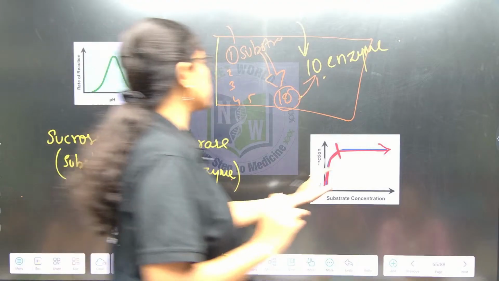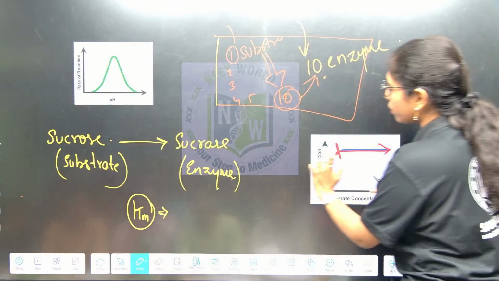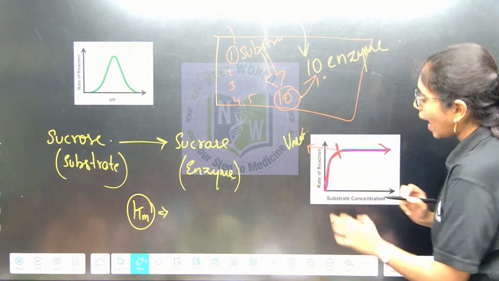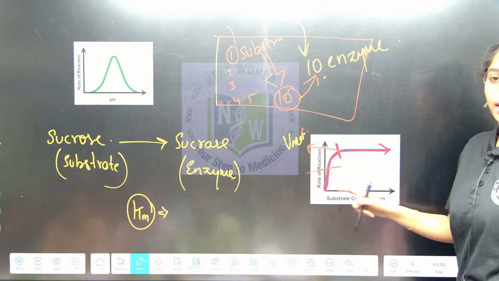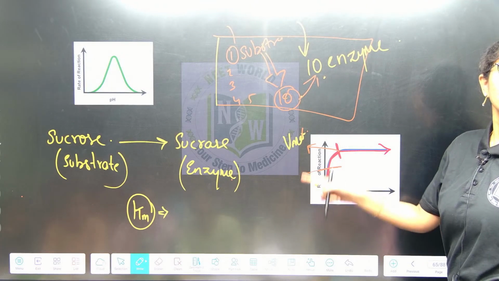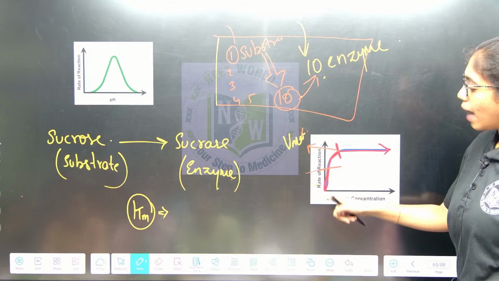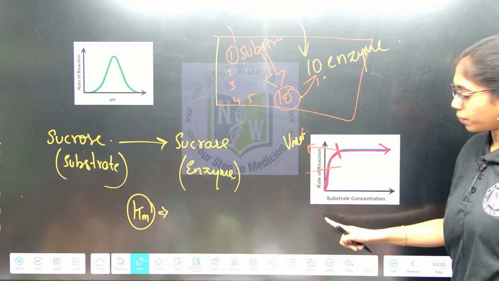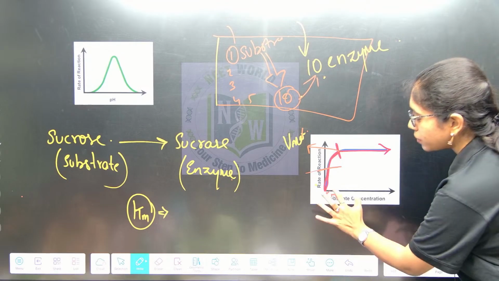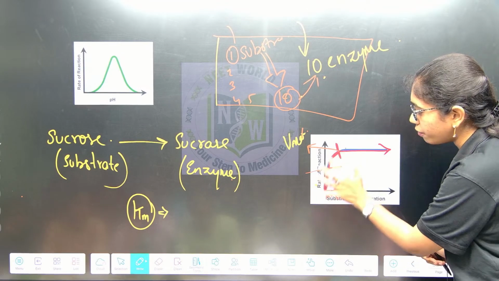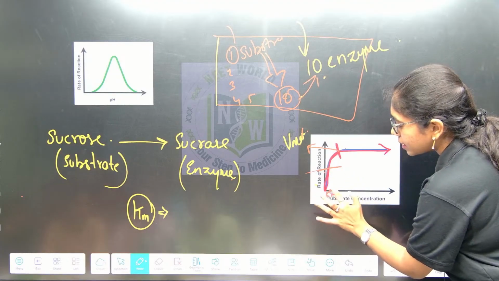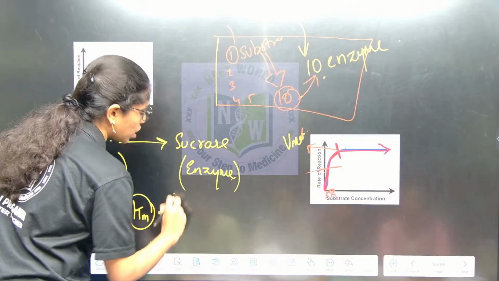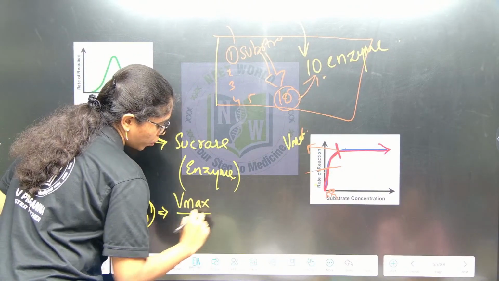See, this is the complete Vmax, the complete velocity of the rate of reaction. Half of it is achieved at Km, that is the Michaelis-Menten constant. Half of the velocity of the reaction, half of the Vmax, is achieved at what? Km. At some substrate concentration point, half of Vmax is achieved, and that point is considered as what? Km, the Michaelis-Menten constant. So Km corresponds to Vmax by 2.